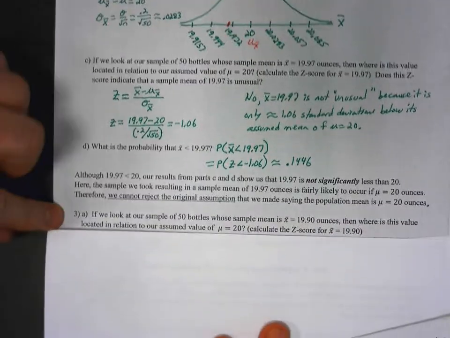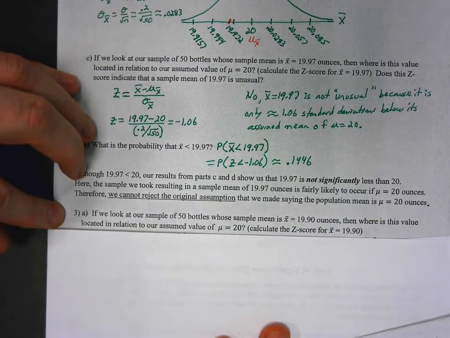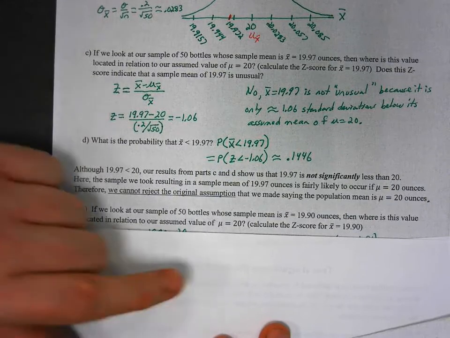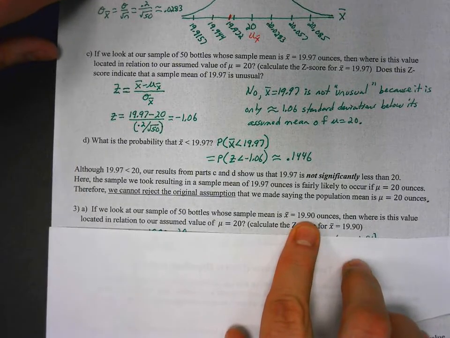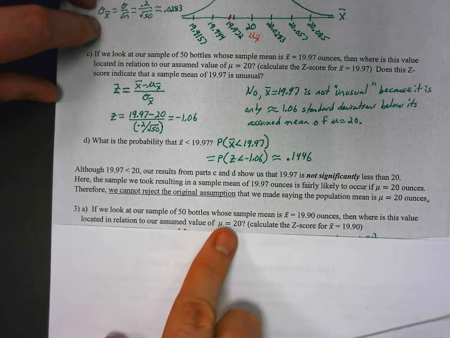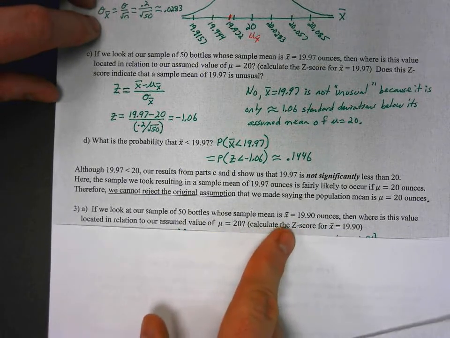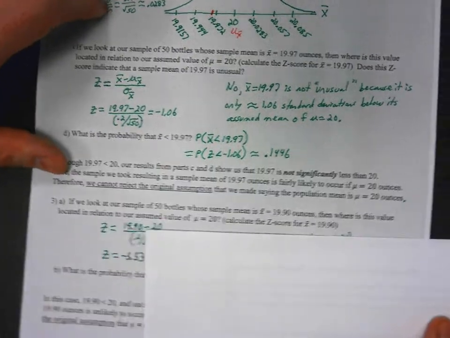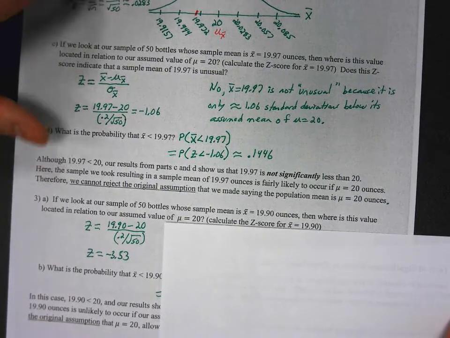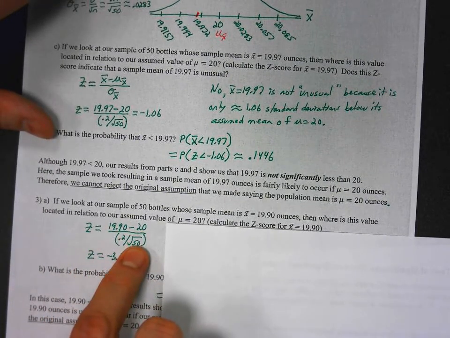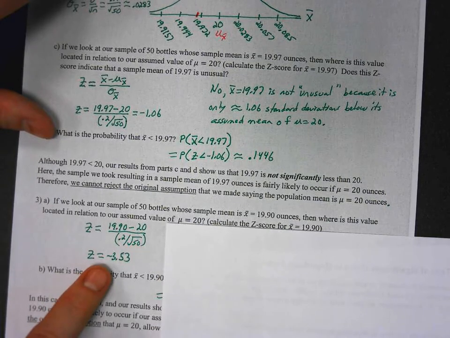Okay, so 3A, looking at that one. Now we look at the second case that we took, or the second sample that we took of the 50 bottles, and we got 19.90 ounces for the sample mean. Where is this value located in relation to our assumed value mu equals 20? So again, we're going to look at the z-score for x bar equals 19.90. So that z-score, if you do x bar minus mu sub x bar divided by sigma over square root of n, that gives you a z-score of negative 3.53.